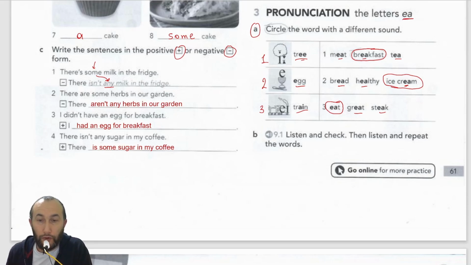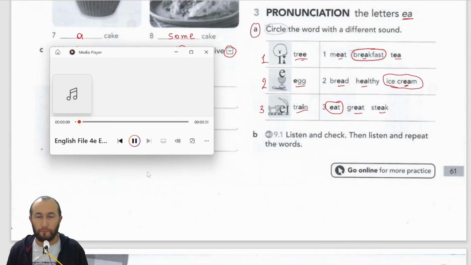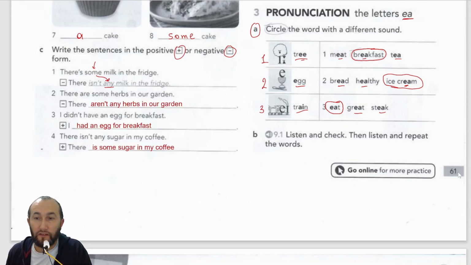So we're going to listen to 9.1 to double check our answer. 9.1. 1. Tree. E. Meat. Breakfast. Tea. 2. Egg. E. Bread. Healthy. Ice cream. 3. Train. A. Eat. Great. Steak.